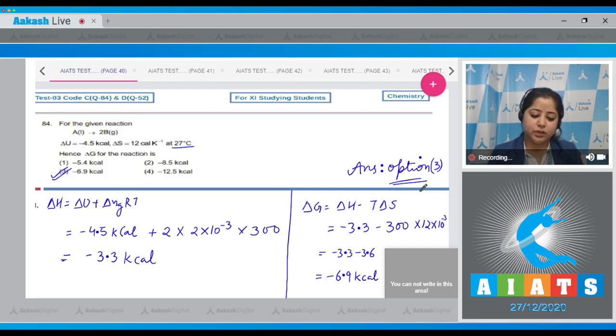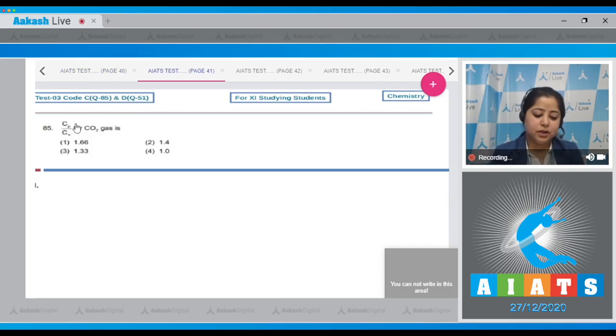Moving to next question, which is 85. Let's read it. Cp by Cv for CO2 gas is. Students, since CO2 is a triatomic gas, and we all know that Cp by Cv for a triatomic gas is equals to 1.33. That means the correct answer is option number 3. Moving to next question.